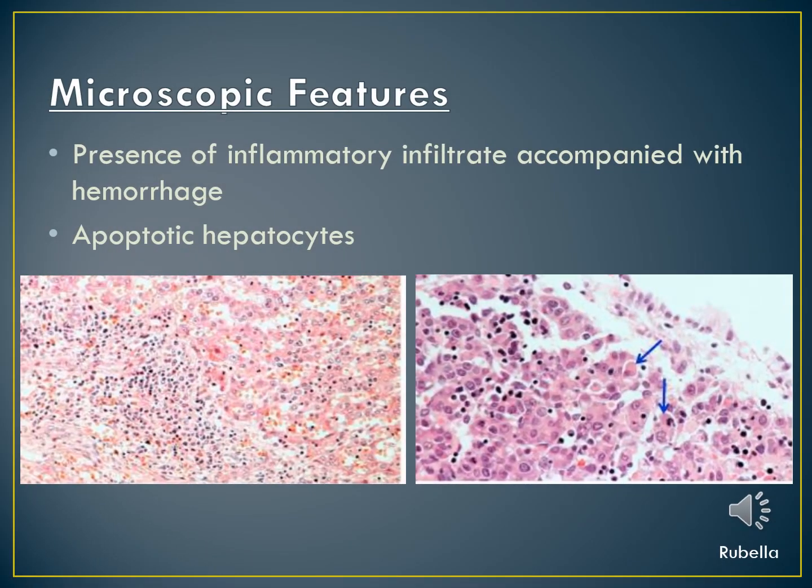Now I'll be explaining about the microscopic features. The microscopic features of rubella are presence of inflammatory infiltrate accompanied by hemorrhage, which can be seen in the diagram below, and also presence of apoptotic hepatocyte, which can be seen in the arrow pointed.